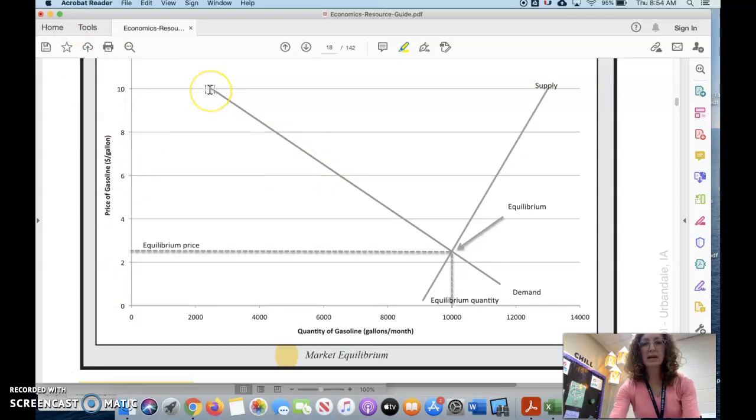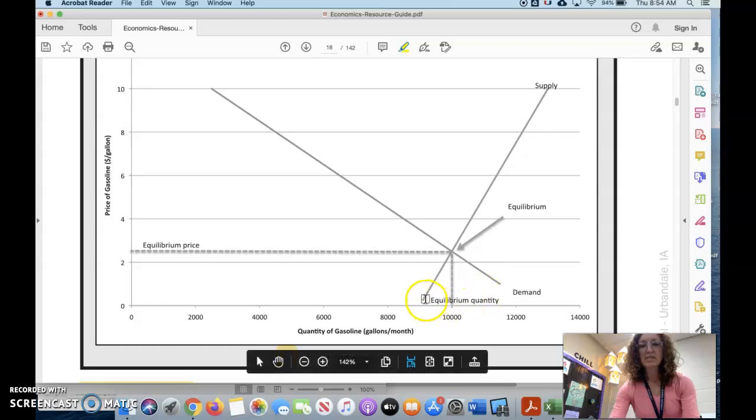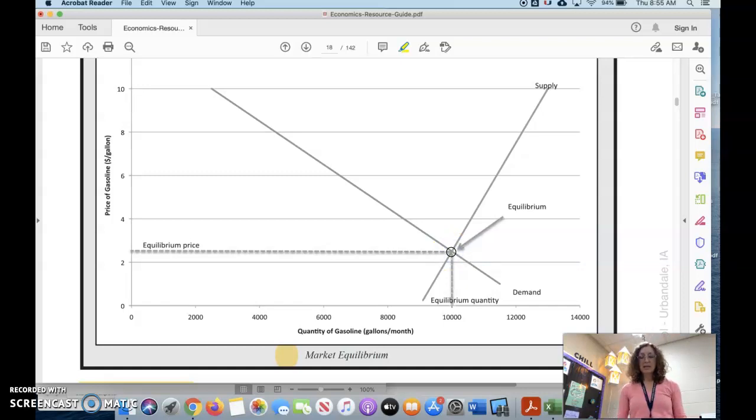So here we have the demand curve. It slopes down. The lower a price is, the more we're willing to buy. Here we have the supply curve. It slopes up. The higher a price is, the more a seller is willing to supply. This dot right here, that's where they meet. That's called the point of equilibrium.